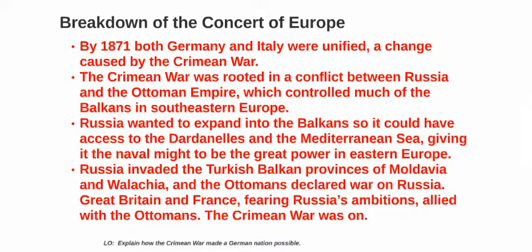We'll look more at this later in the chapter, but it becomes known as the sick man of Europe. And so Russia wanted to expand into the Balkans so that it could have access to the Dardanelles and to the Mediterranean Sea, giving it the naval might to be the great power in Eastern Europe. So Russia invaded the Turkish Balkan provinces of Moldavia and Wallachia, and the Ottomans declared war on Russia. Great Britain and France, fearing Russia's ambitions, allied with the Ottomans, and the Crimean War was on.